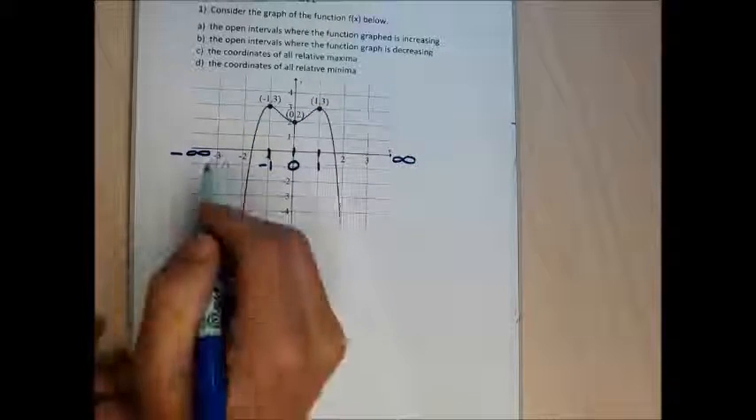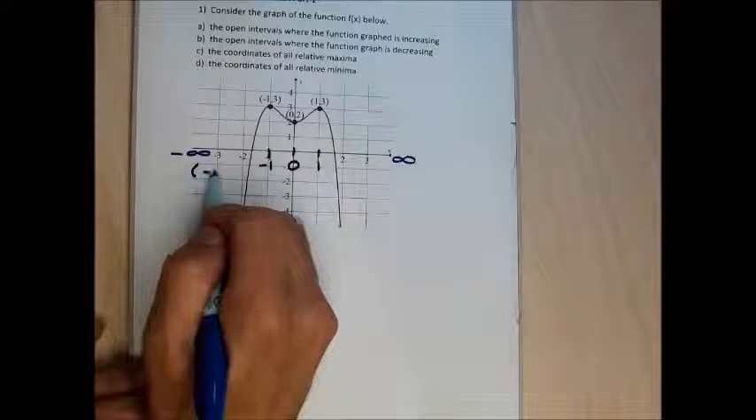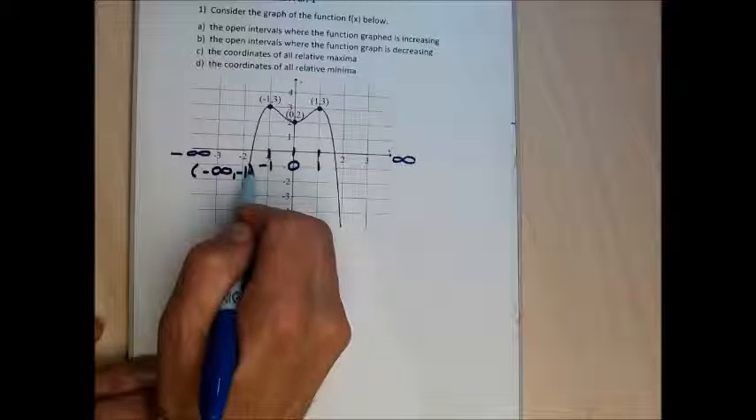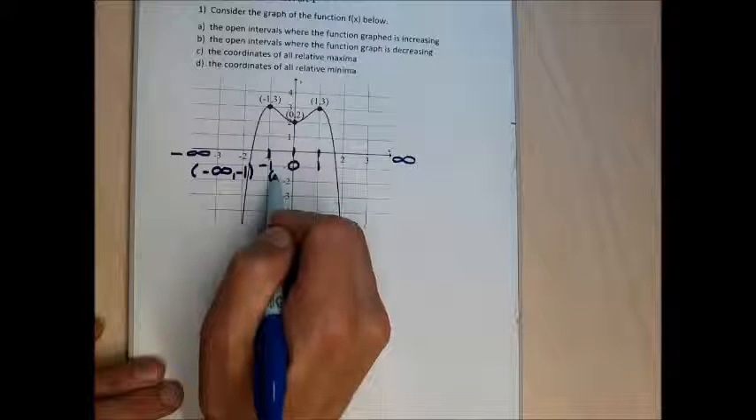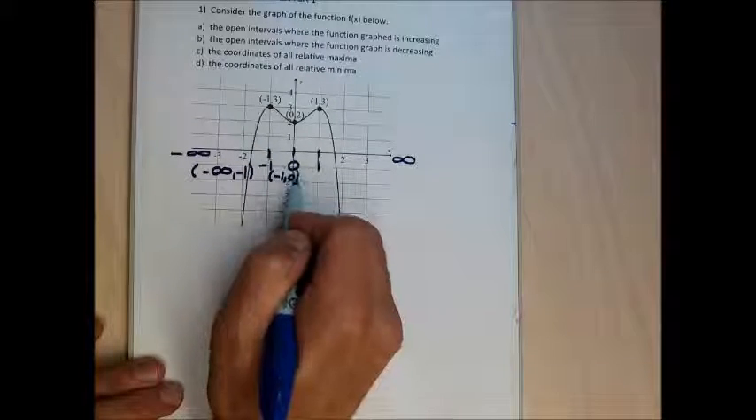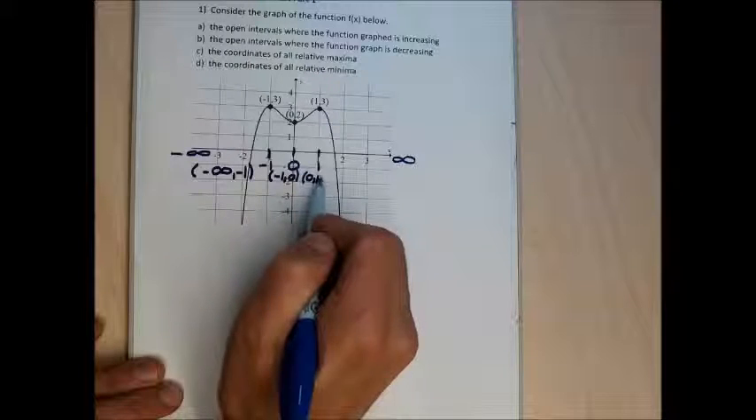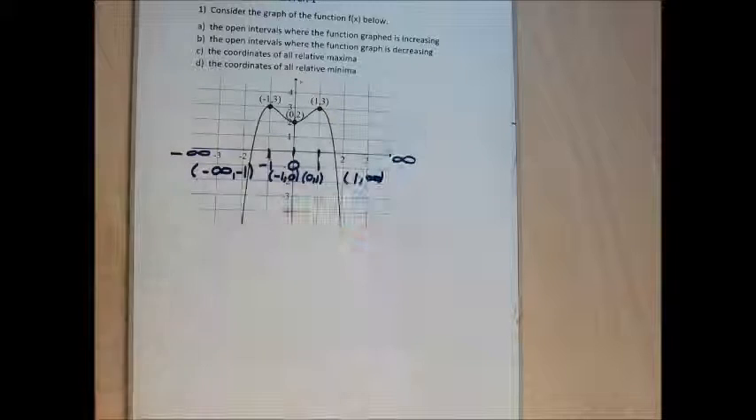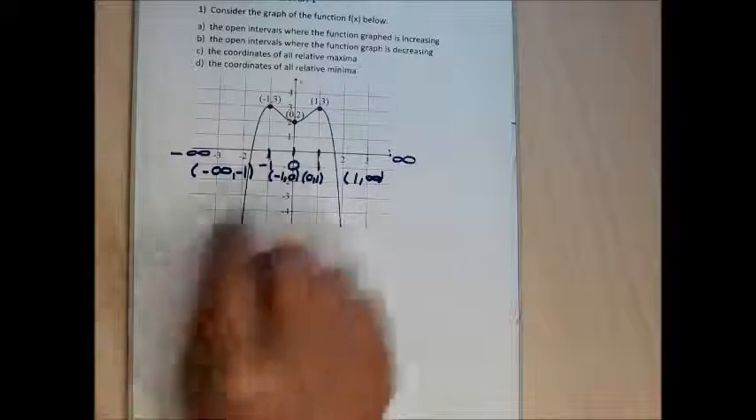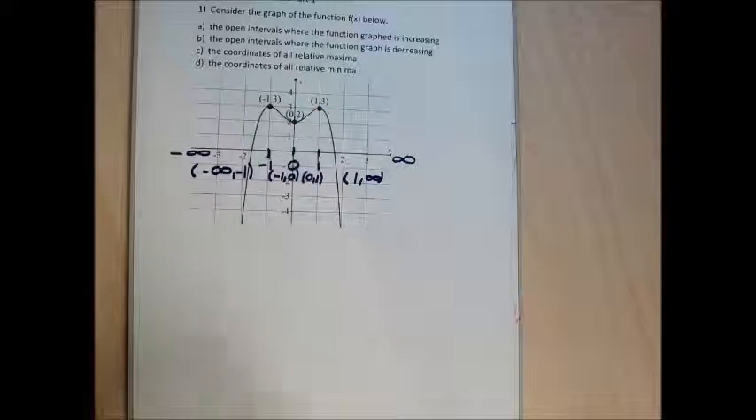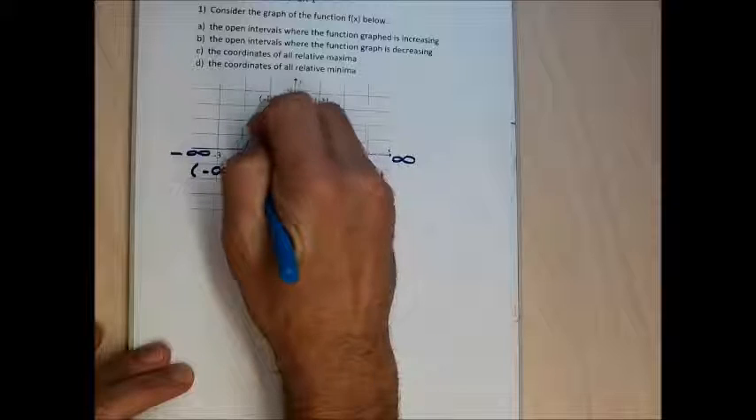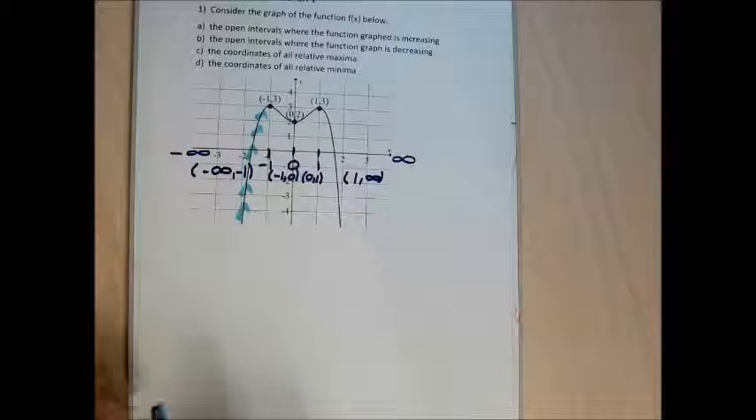And then I'm going to create intervals that are implied by those numbers, all with round brackets for increasing and decreasing. So I'm going to do negative infinity to negative 1, negative 1 to 0, 0 to 1, and 1 to infinity. The region of the graph that corresponds to the first interval, negative infinity to negative 1, would be this interval, and put little up arrows on that interval because in that interval the graph is increasing.